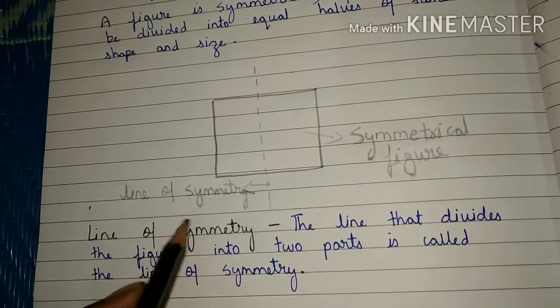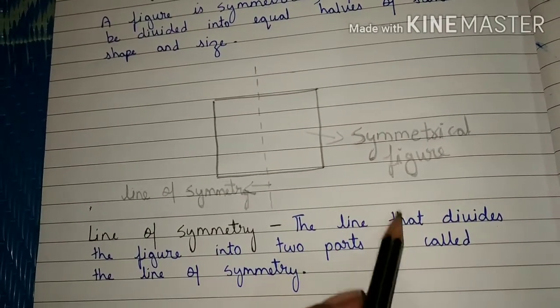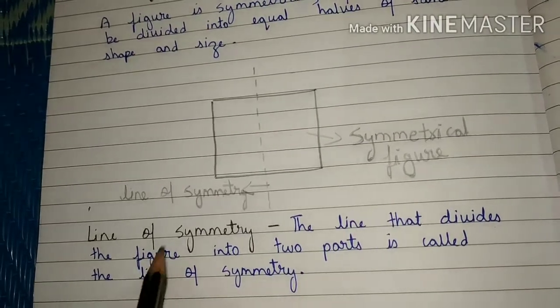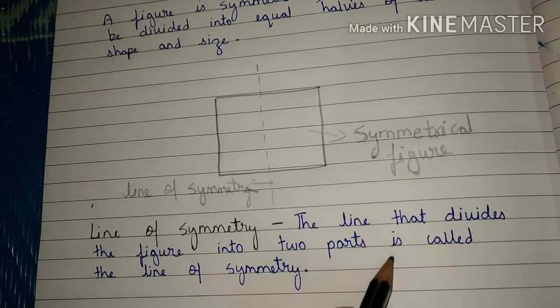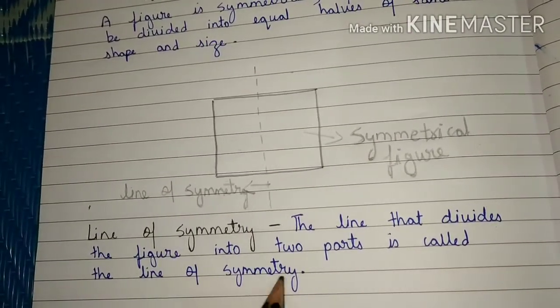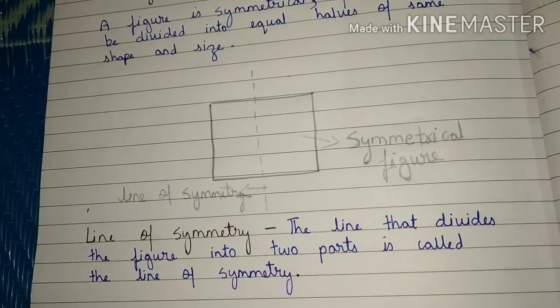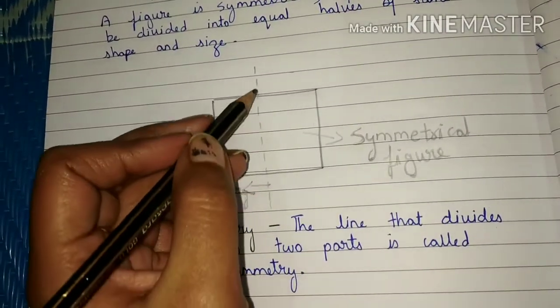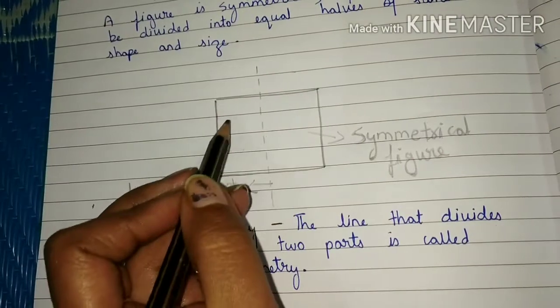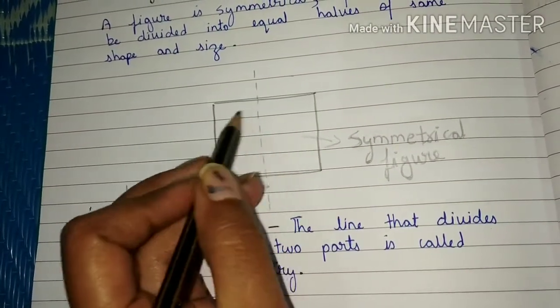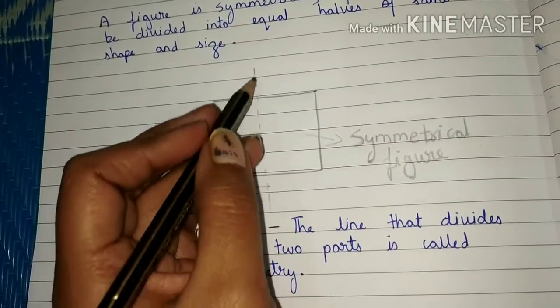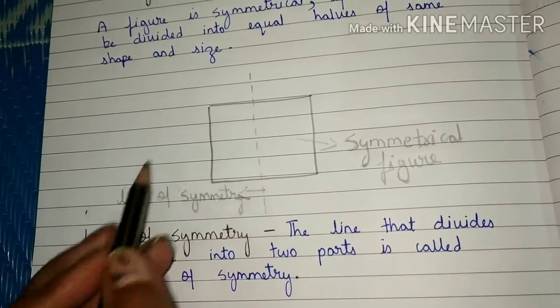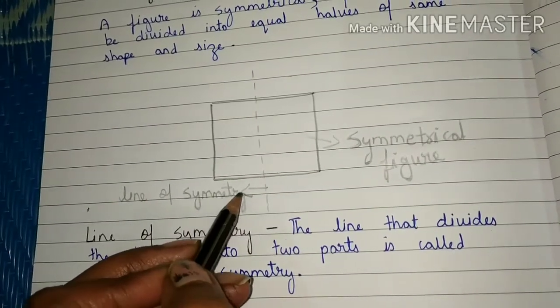Line of symmetry. The line that divides the figure into two parts is known as line of symmetry. Students, you can see that this line divides the figure into two equal parts. So this line is known as line of symmetry.